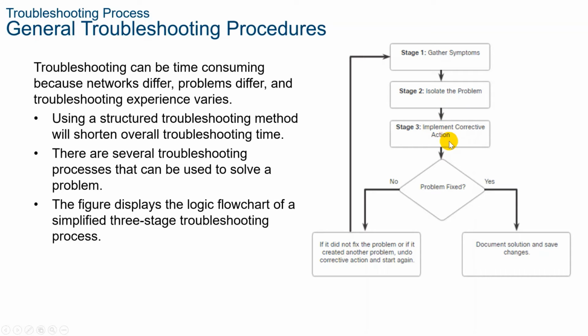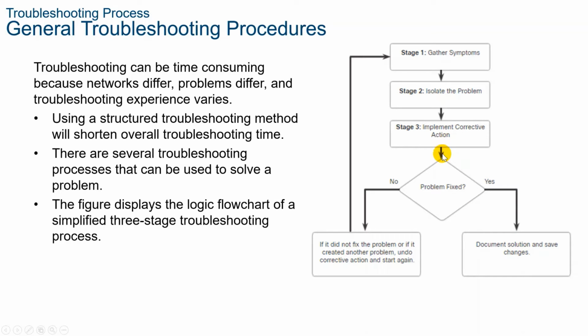Implementing the corrective action, the problem could be fixed or not. If you were able to apply your corrective action and it fixed the problem, then you need to document the solution and save the changes. The end result of any troubleshooting is to document the solution. Document how you fixed the problem.